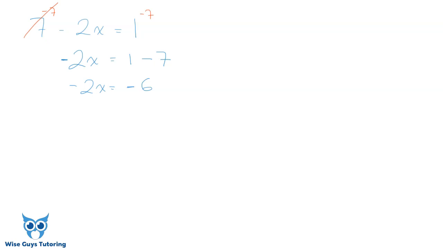So to get rid of the multiplier here, the multiplier of my x is negative 2. If you divide by 2, it's simply not enough. You need to divide by negative 2 on both sides. This negative 2 cancels this negative 2 and leaves me with an x on the left. Minus 6 divided by minus 2 leads me to x equals 3.